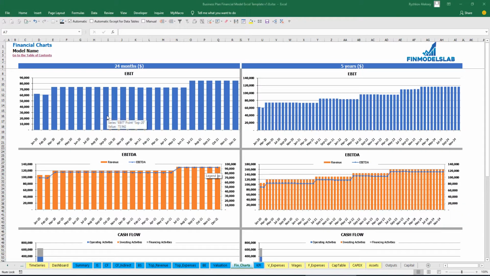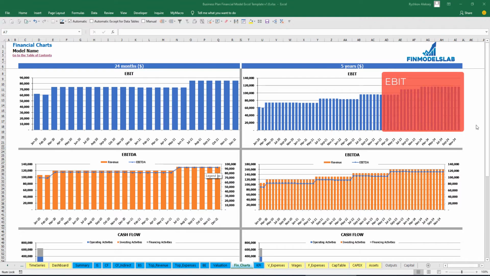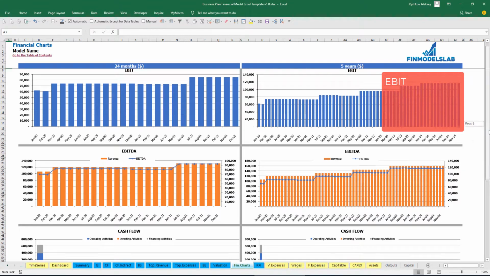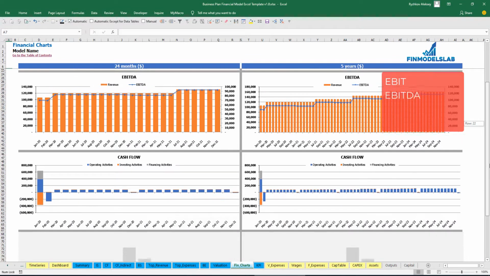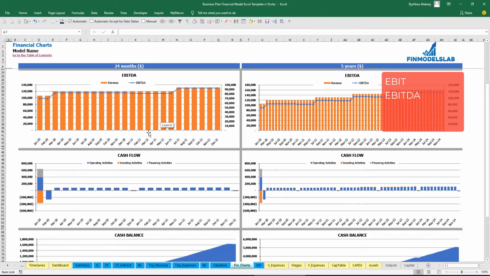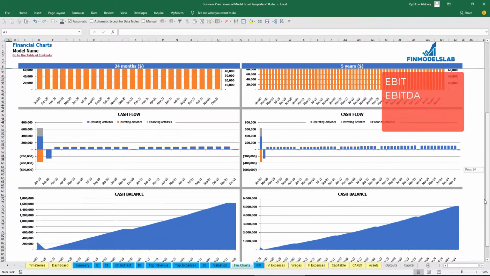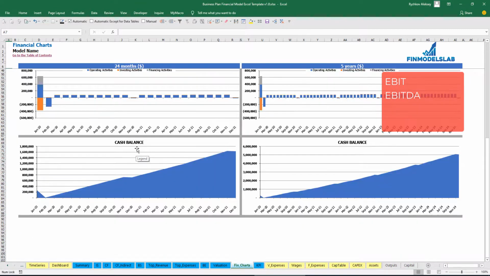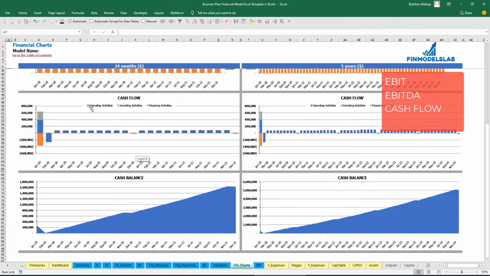On the Financial Charts tab, you may see 2 sets of charts, which are 24 months by month and 5 years by month. On the first set of charts, you may see the EBIT amount. On the next set of charts, you may see the EBITDA and the revenue by months for 2 years and 5 years.